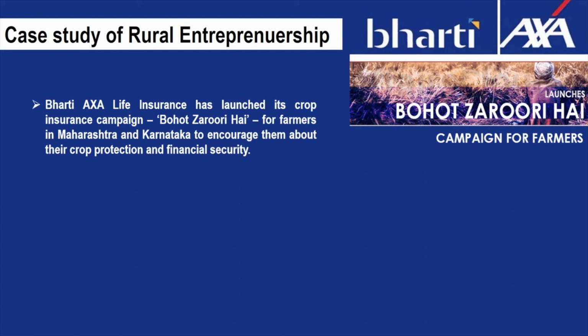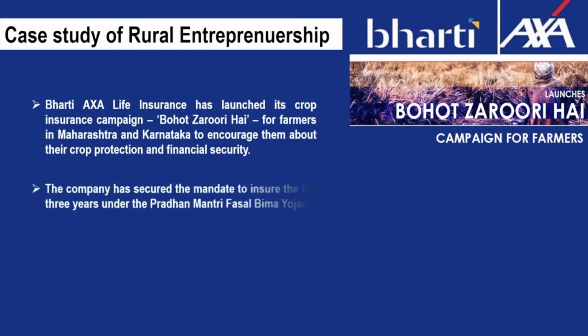The campaign was called Bahut Zaruri Hai, and it was for farmers in Maharashtra and Karnataka, to encourage them about their crop protection and financial security. The company has secured the mandate to insure the farmers in Maharashtra and Karnataka for a period of 3 years under the Pradhan Mantri Fasal Bima Yojana. This Yojana provides protection for losses occurring due to the uncertainty and unfavorable weather vagaries, resulting in yield deprivation on the field. So, they are basically ensuring that the farmers are not impacted by weather vagaries.